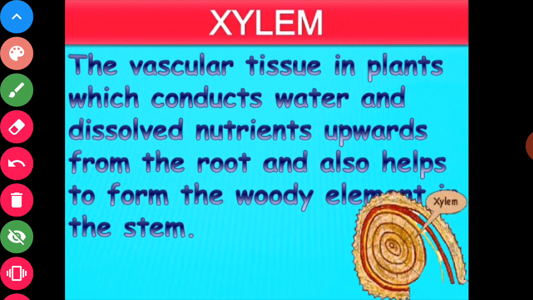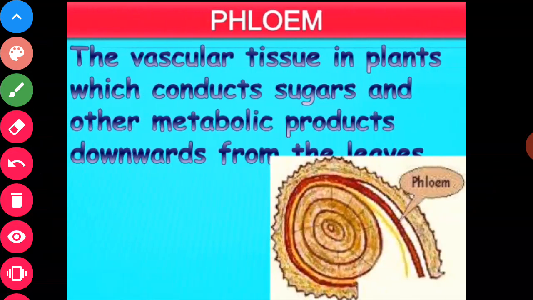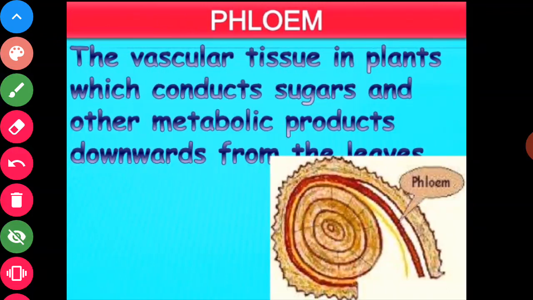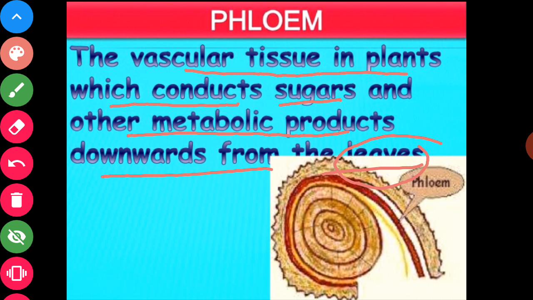Dear students, phloem. Transport of food takes place through phloem. The phloem is a vascular tissue in plants which conducts sugars and other metabolic products downwards from the leaves. As we know, food formation takes place in the leaves, and that is transported from leaves to the other parts of the plant, from leaves to the stem and from leaves to the roots of the plant.